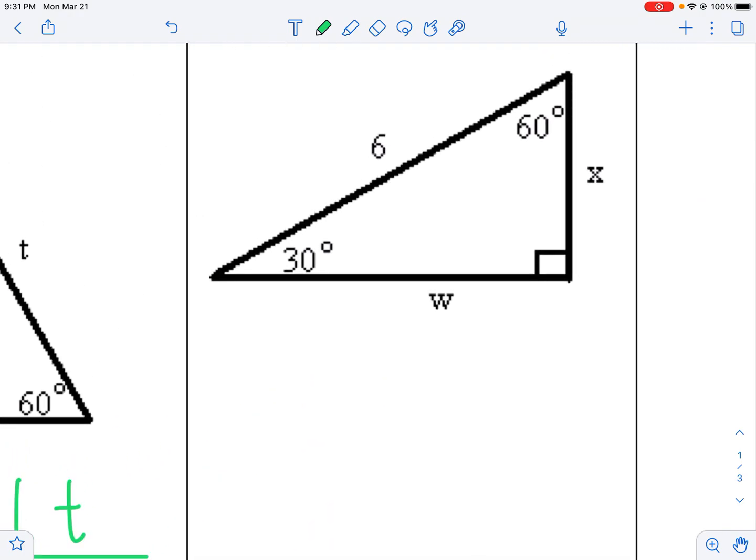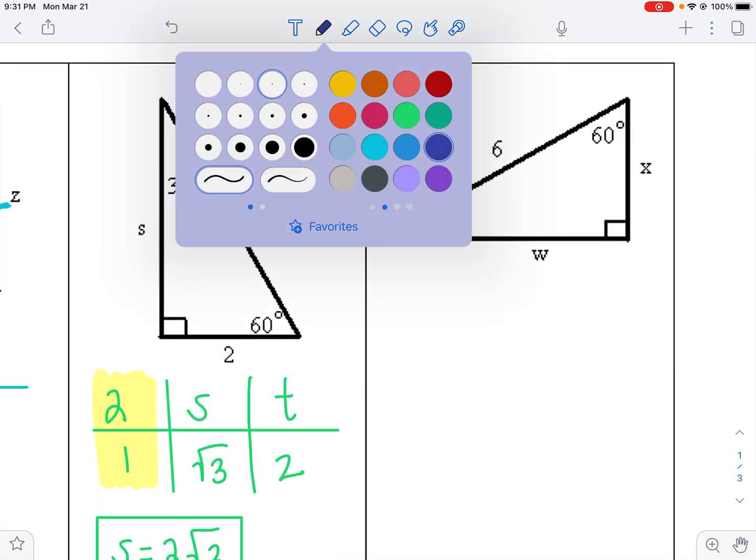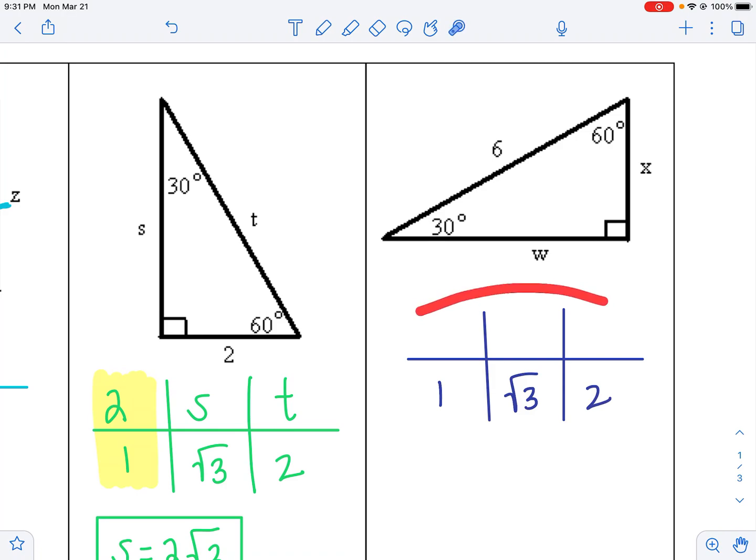So taking a look at this next one, notice it's a 30, 60, 90 again. I'm going to go ahead and take a minute and see if you can fill out what you think would go at the top of this chart. We know the bottom's going to be 1, root 3, 2, because it's a 30, 60, 90, and then just fill in your chart from shortest to longest. So x would be the shortest. I know 6 is the biggest because it's the hypotenuse, which means that w would go right there.